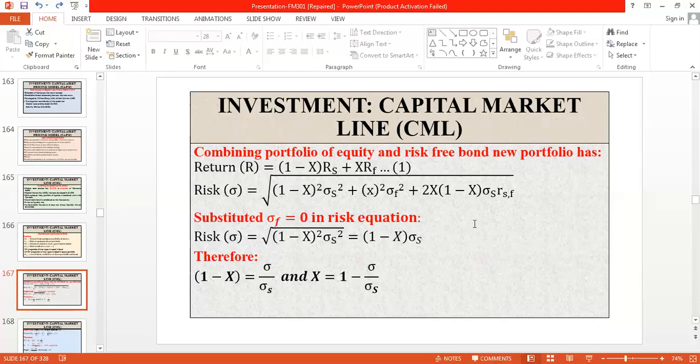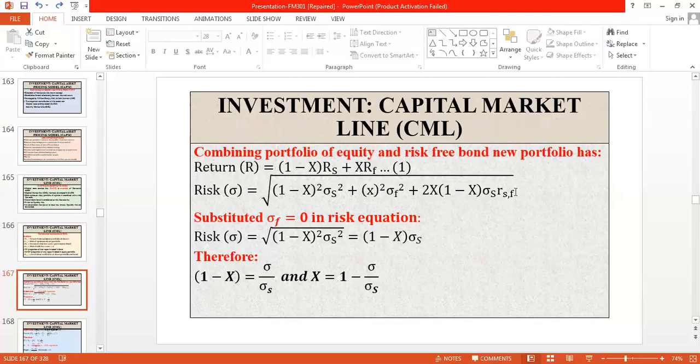Now in this equation, what we are doing? We are substituting sigma F equal to 0. The reason for substituting sigma F equal to 0 is that the risk-free bond has no risk. That is why we have to substitute 0 in place of sigma F. So the first part under the root has no sigma F, so it will remain the same. The second part has sigma F, so it will be 0 now, because in place of sigma F we will write 0.